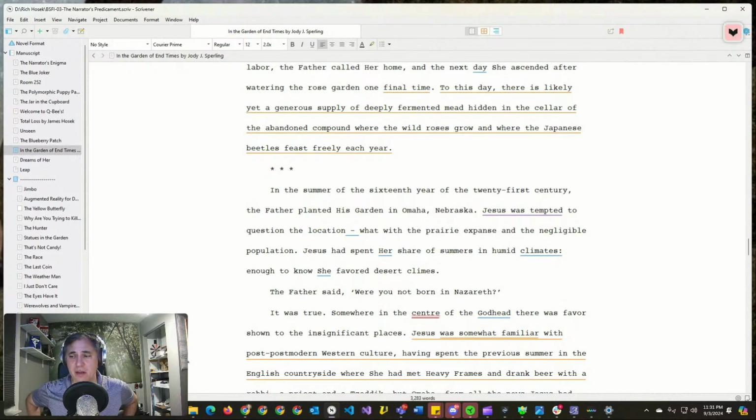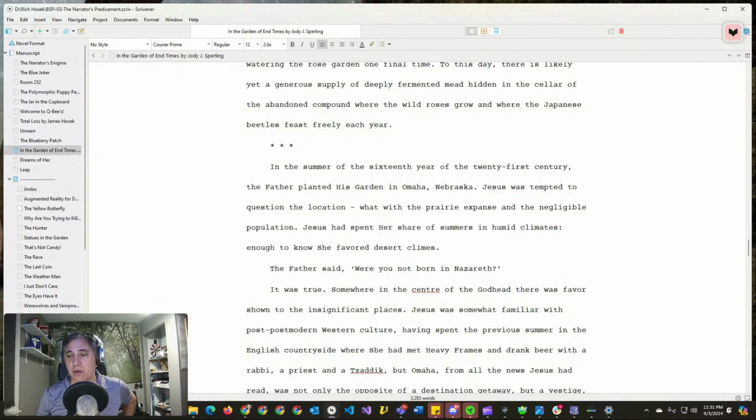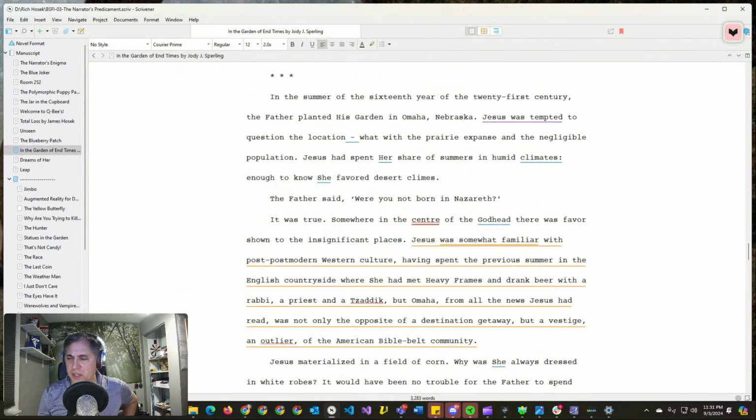The father said, "Were you not born in Nazareth?" It was true. Somewhere in the center of the Godhead there was favor shown to the insignificant places. Jesus was somewhat familiar with postmodern Western culture, having spent the previous summer in the English countryside, where she had met heavy frames and drank beer with a rabbi, a priest, and a Zadok.